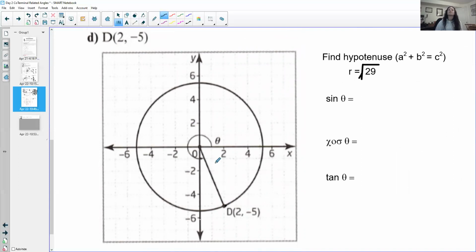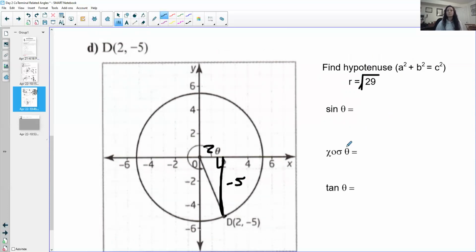Last example. Consider another point. We want to draw our triangle. We are always drawing our triangle with the x-axis. So the y value would be -5, our x would be 2. Use Pythagorean theorem to get the hypotenuse. I already did it, it's root 29. Sine of theta would be opposite over hypotenuse, so -5 over root 29. Again, rationalize your denominator. You should get -5 root 29 over 29.